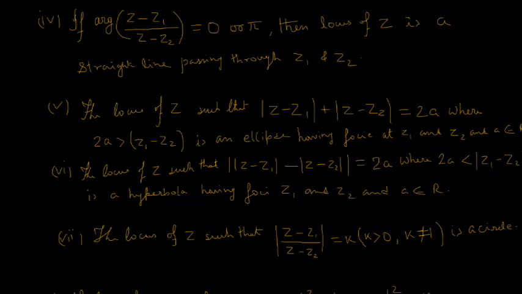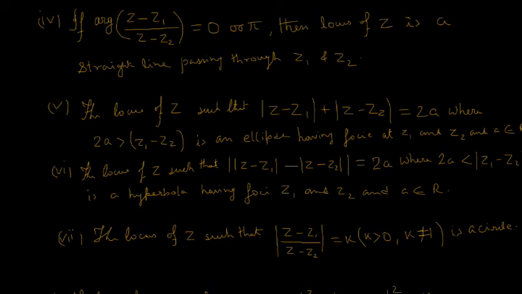Point number 5, the locus of z such that modulus of z − z1 plus modulus of z − z2 is equal to 2a, where 2a is greater than modulus of z1 − z2, is an ellipse having foci at z1 and z2 and major axis length 2a.